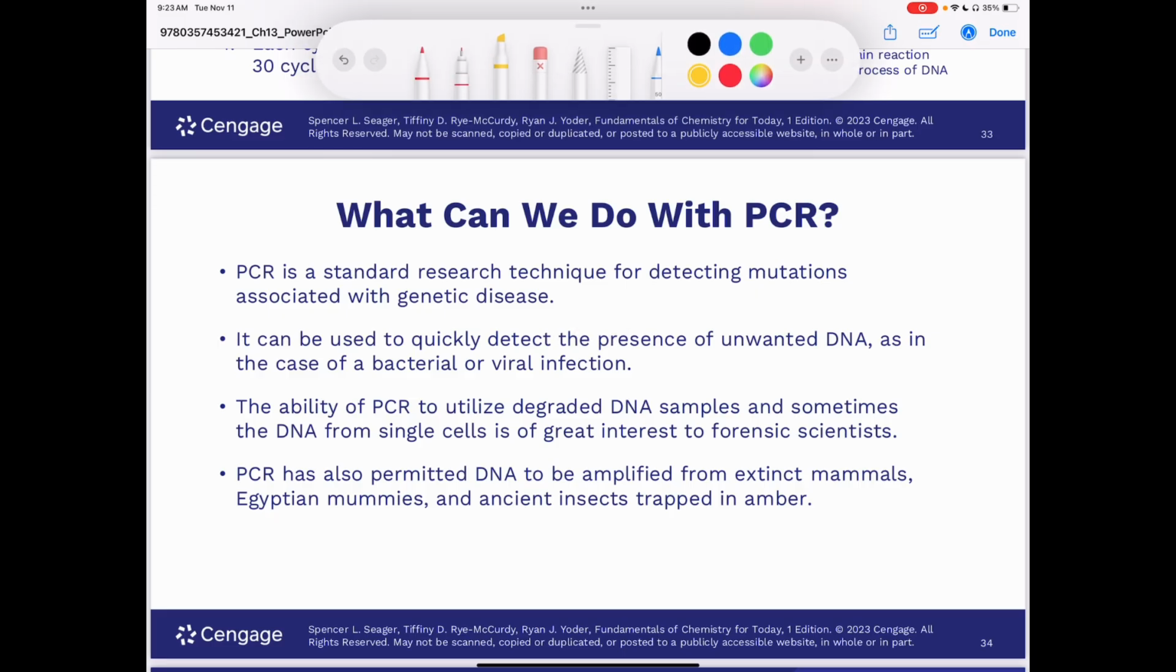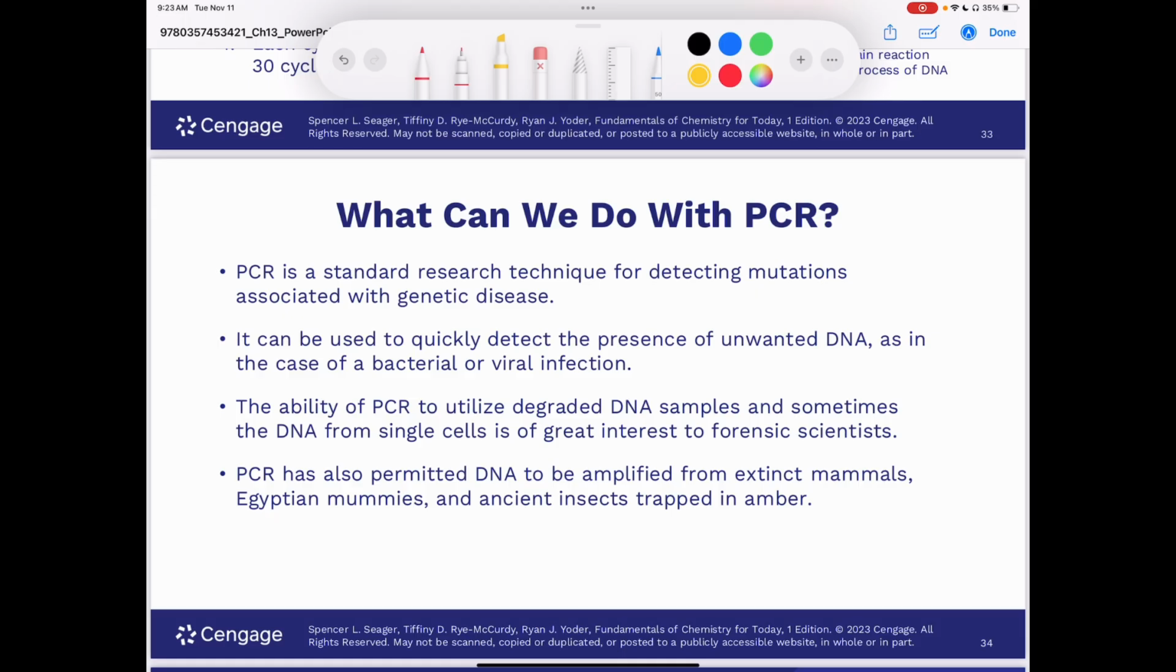PCR can also be used to detect the presence of unwanted DNA, as in the case of a bacterial or viral infection. Conventional tests that involve the culture of microorganisms or the use of antibodies can take weeks to perform, and PCR offers a fast and simple alternative.